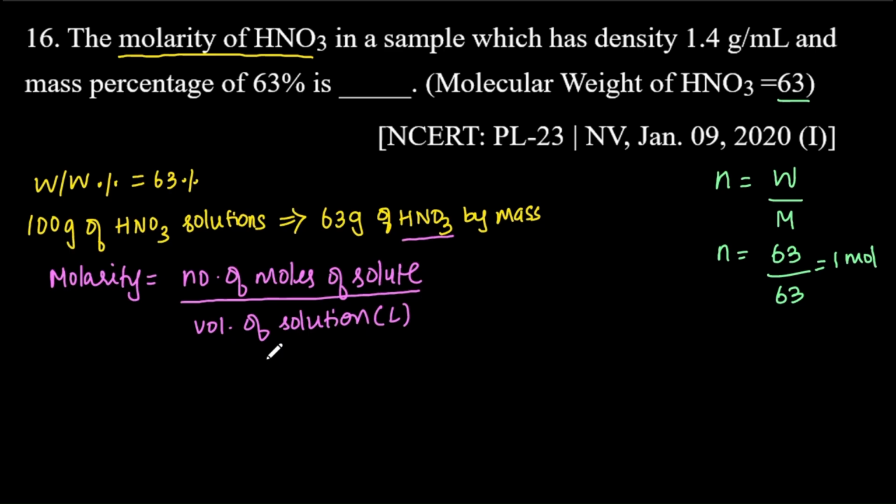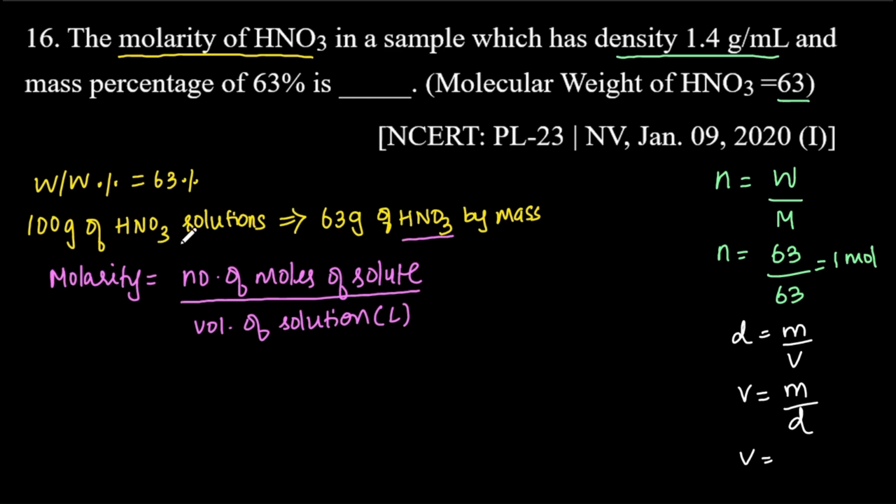Now we have to find the denominator also, that is the volume of solution. In this question, volume is not given, but instead of that, density is given as 1.4 gram per milliliter. We know the formula of density. Density is equal to mass by volume. So we can rearrange this formula for volume. Volume is equal to mass by density. So here, density refers to the density of the whole solution and mass refers to the mass of the whole solution.